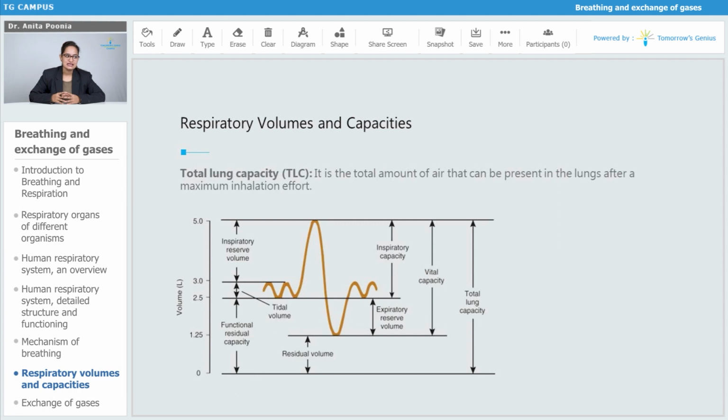The total lung capacity, that is TLC, is the total amount of the air that can be present in the lungs after a maximum inhalation effort. So where do you see the total lung capacity? This is the total lung capacity. The total lung capacity can be worked out as TLC equals VC plus RV, or you can say TV plus IRV plus ERV plus RV, which is like 5 to 6 liters. That's an average of 5,800 ml.